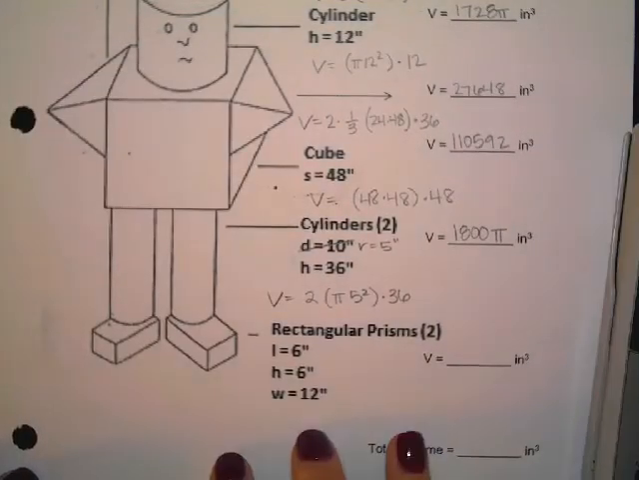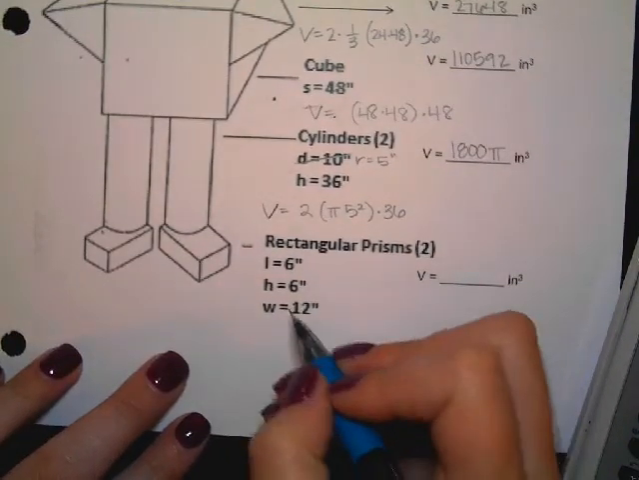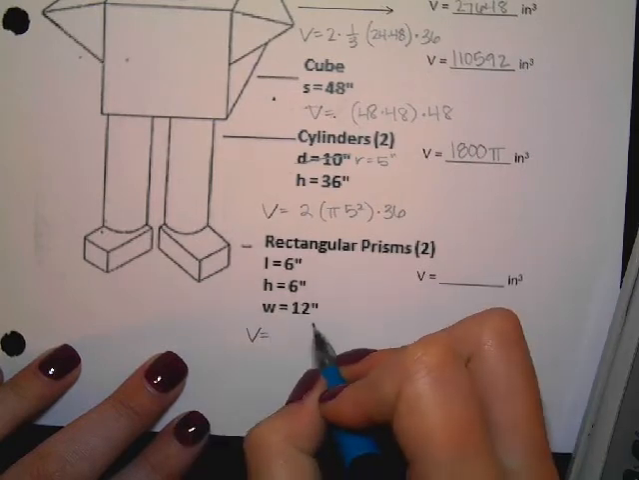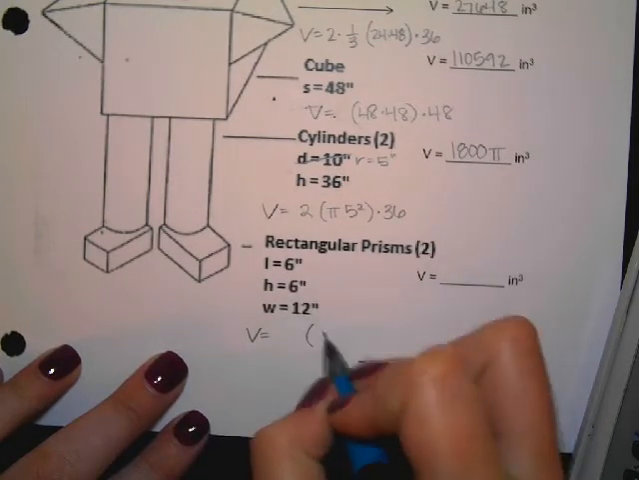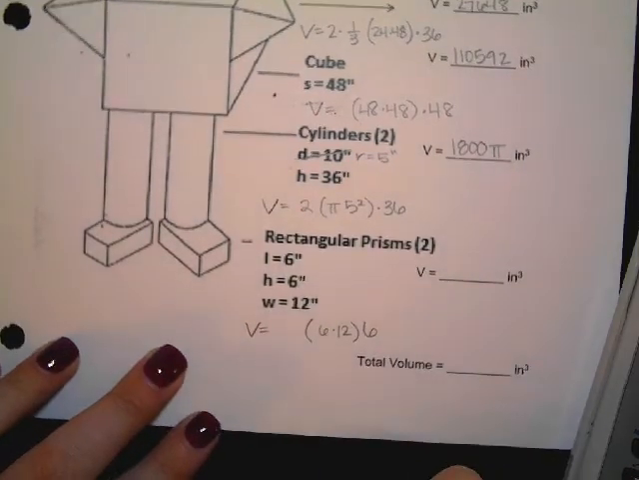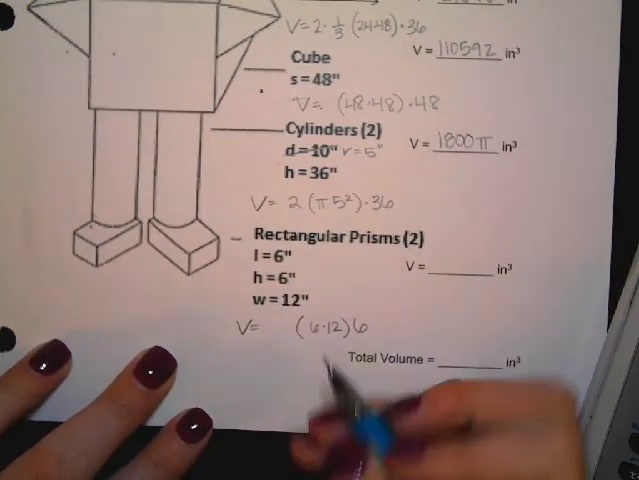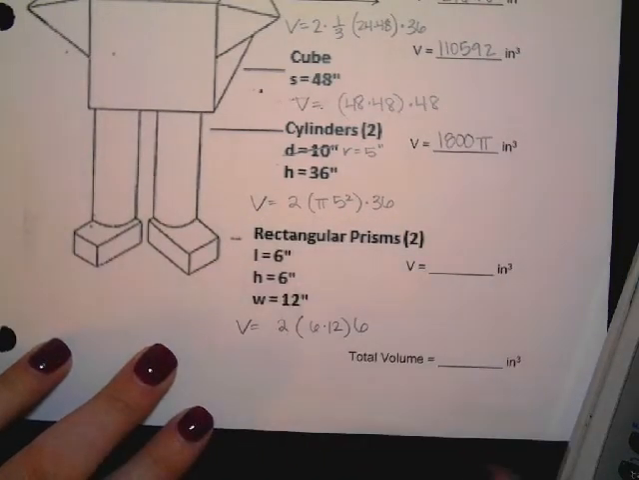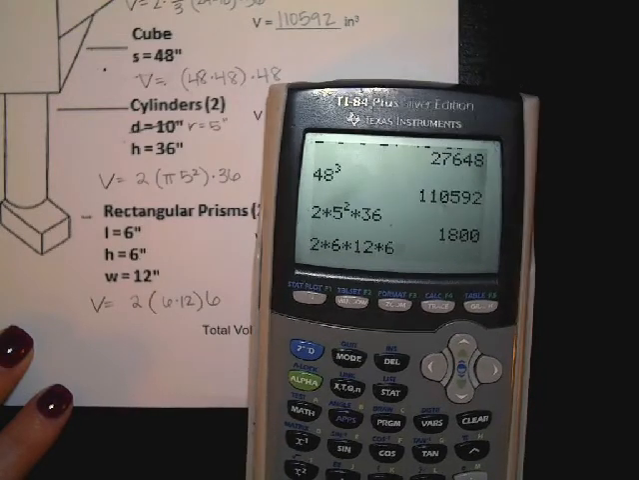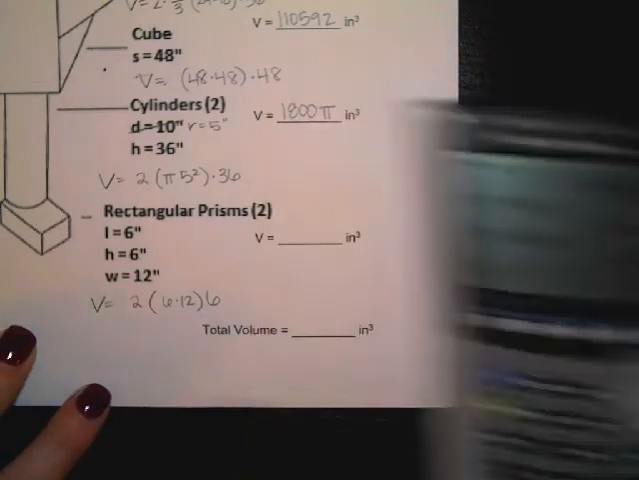And then last we have the rectangular prism. So again, we do the area of the base multiplied by the height. The length and the width are the area of the base, and then the height is 6. And there are 2 shoes, so there's going to be 2 of those. So 2 times 6 times 12 times 6, 864.